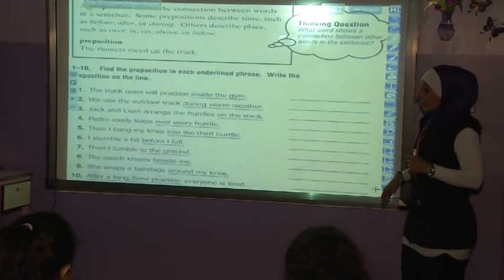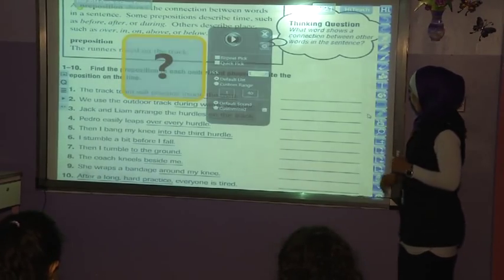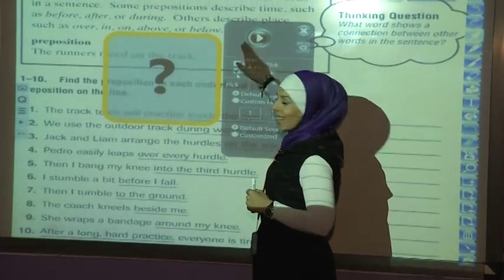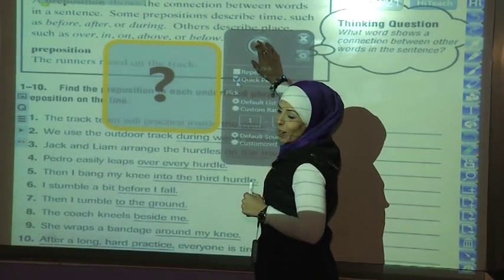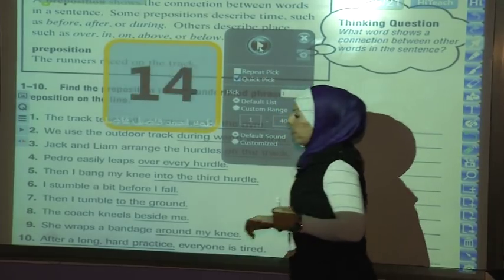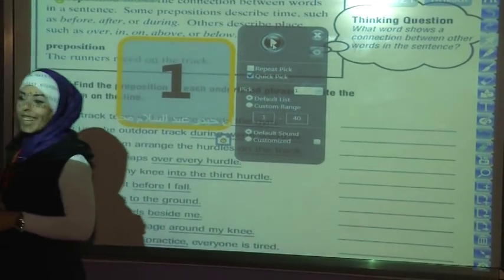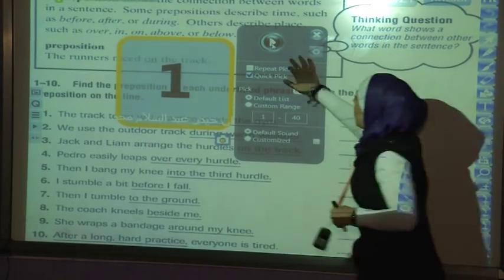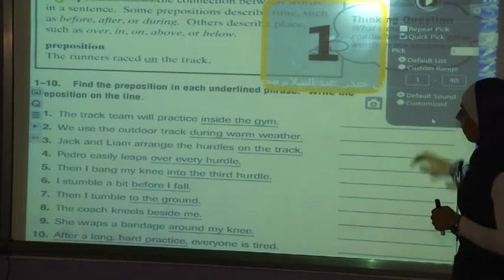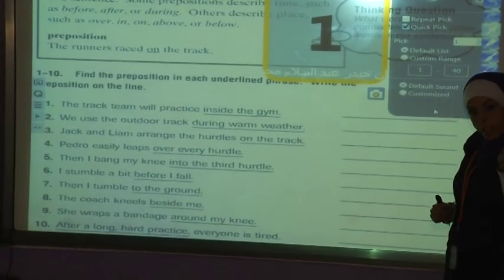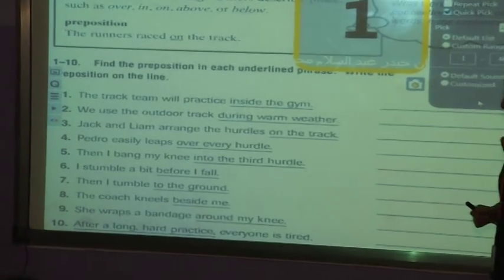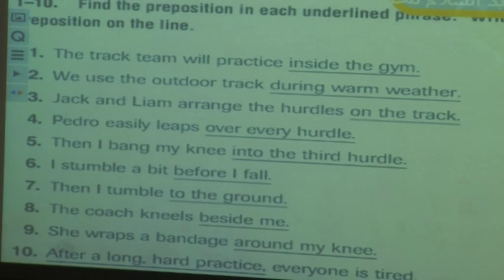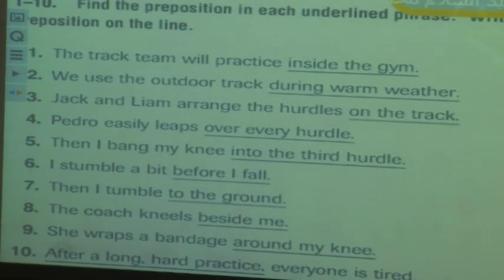Is this hard? No. I'm going to choose. Are you ready? Yes. Number one. Where is number one? Read the sentence first and then give me the preposition. The track team will practice inside the gym. And the preposition is inside. Inside is the preposition. Excellent.